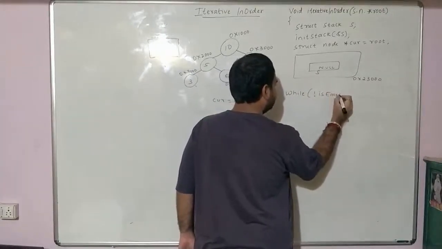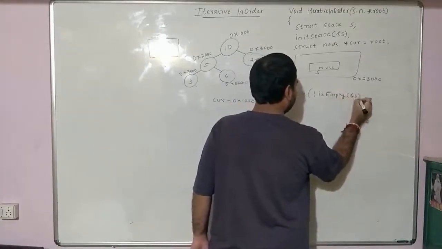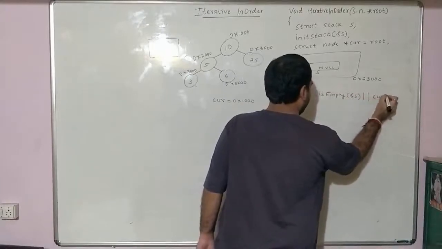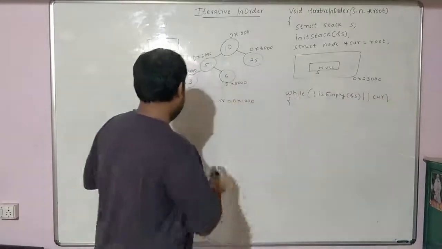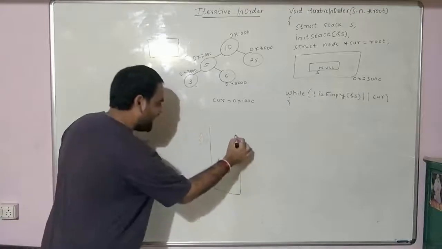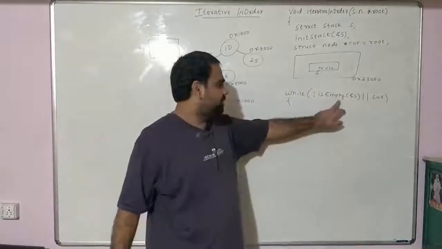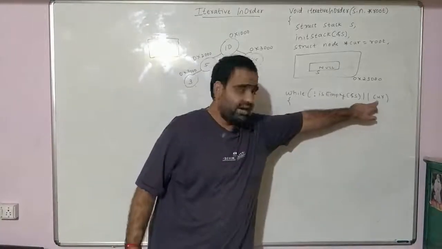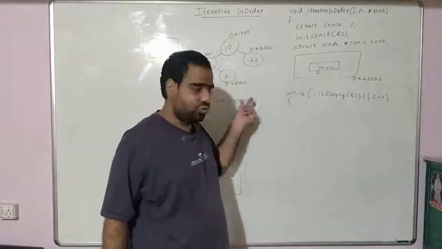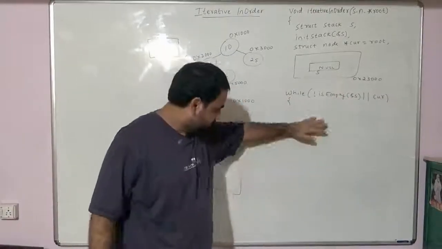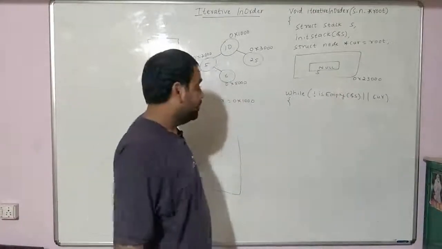The next step of the algorithm is while not is empty of stack. Already we have written this function: while not is empty of stack or current not equal to null. Now this is the stack. Stack is empty, so not is empty is false, or current. What is the value of current? 1000. It is true. False or true is true. Therefore you have to execute the while loop.